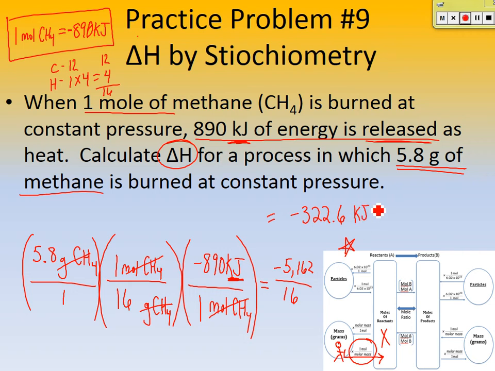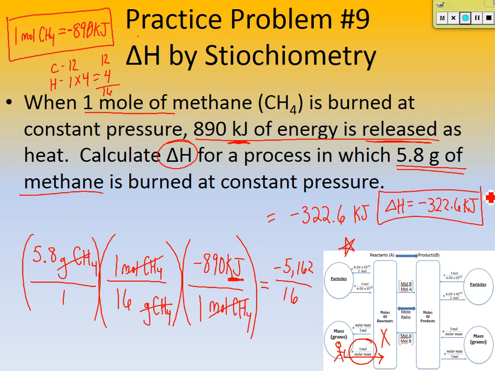And so that's what our answer is. So I'd like you to write this as your answer. So delta H is equal to negative 322.6 kilojoules. Okay, now before we move on, hopefully you're seeing this.